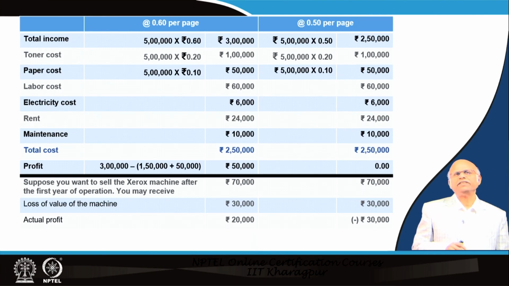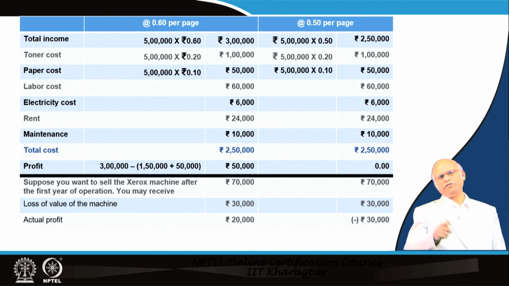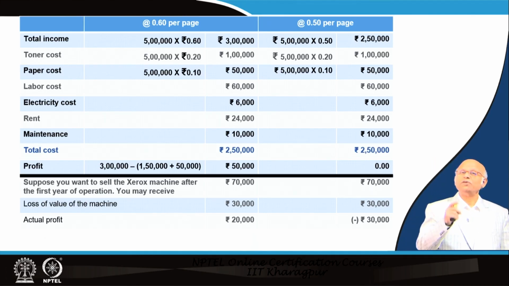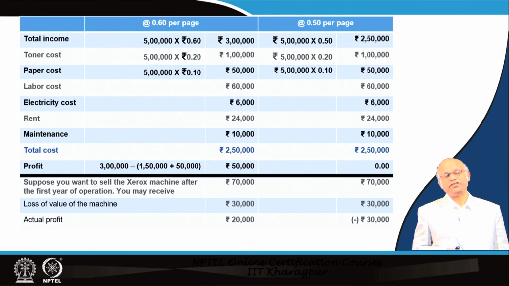You found that the machine can be sold only at 70,000 rupees. Now, you may think that I made a profit of 50,000 rupees, I am selling the machine at 70,000. So, I am actually making enormous amount of profit. 50,000 rupees on an investment of 1 lakh makes 50% profit. But then you have not considered the depletion of value after 1 year, during 1 year of operation.